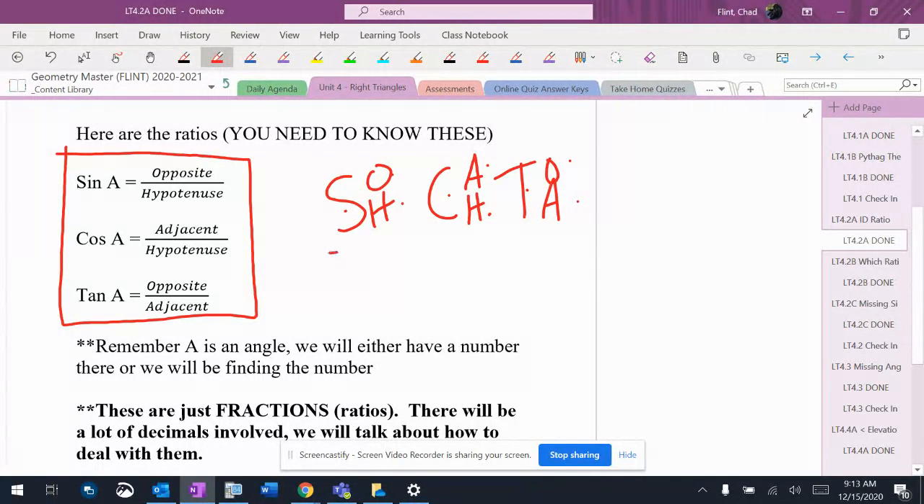But you should write this down on every problem that you have to do with any kind of trigonometry, finding the angle, finding the side, things like that. All right. So again, a couple of really important things. A is an angle.